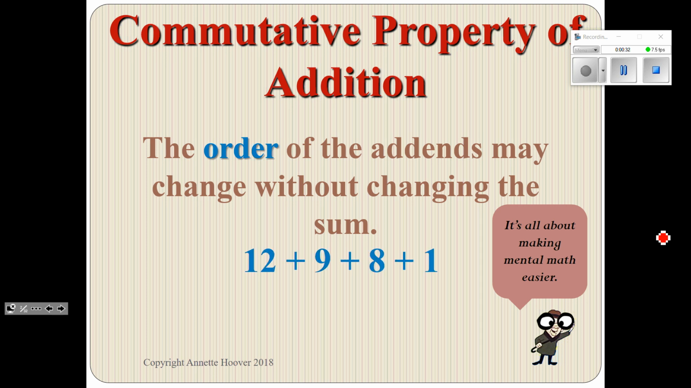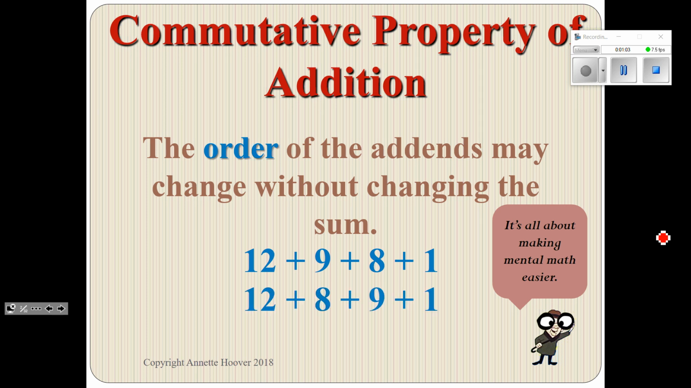So let's look at this example. 12 plus 9 plus 8 plus 1. If you were to add from left to right, you would be mentally adding 12 plus 9, which is, if you think about it, 21. And then if you add 8 more, that would be 29, plus 1 is 30. Very doable, but sometimes we could look at it and change the order of them all to make it easier. It's all about making mental math easier.